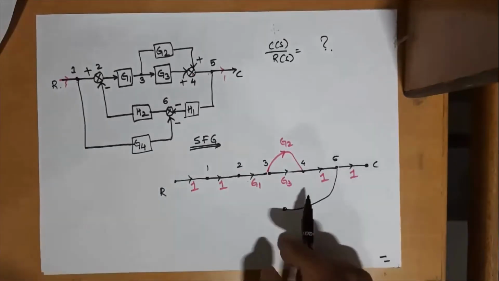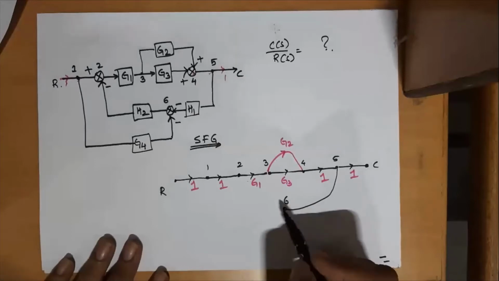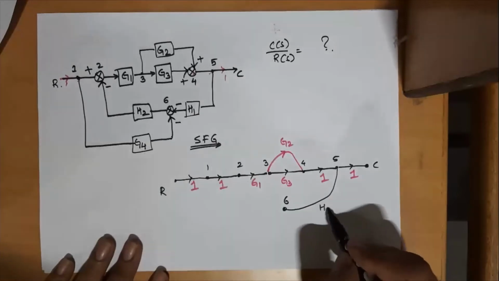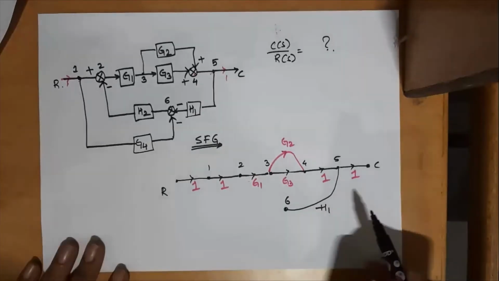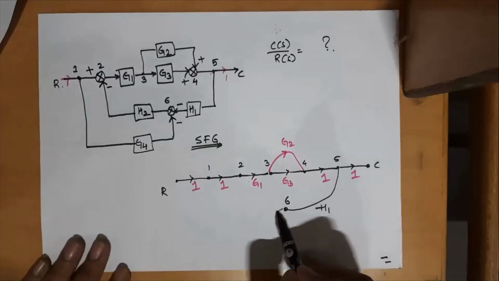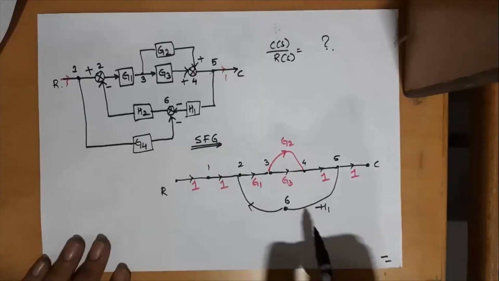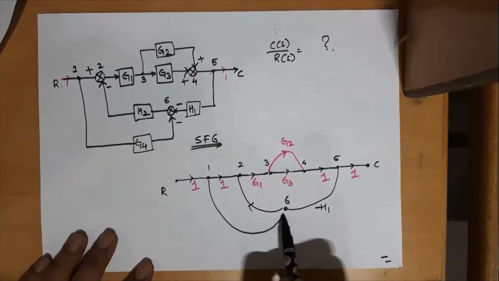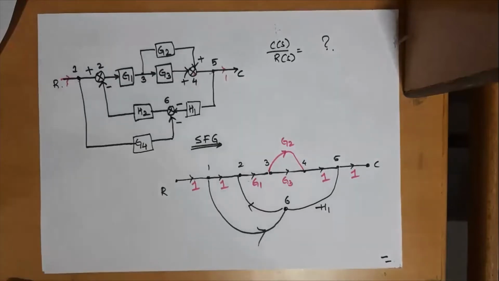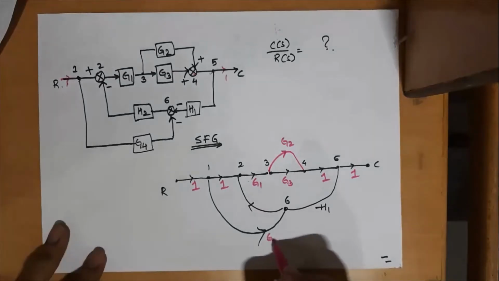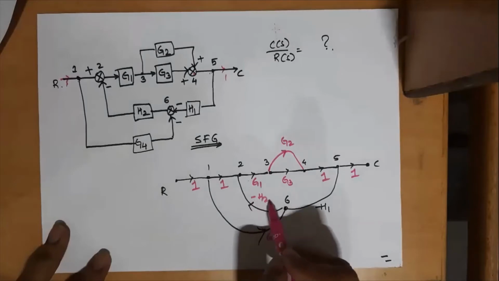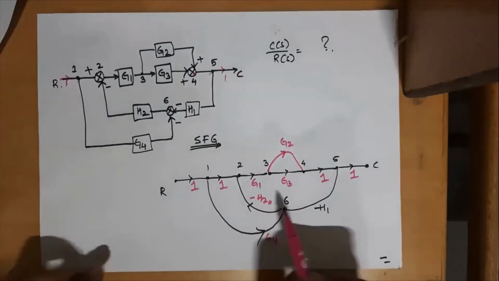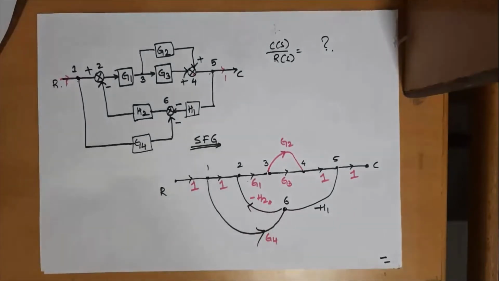Then again from 5 to 6, there is a block minus H1, which is a feedback. It's not H1, it's minus H1. Then from 6 to 2, we have another feedback. Then from 1 to 6, we have another forward block, which is G4. So minus H2 for the feedback, then minus H1 is for the feedback, and G4. So is it correct? Or is anything missed?